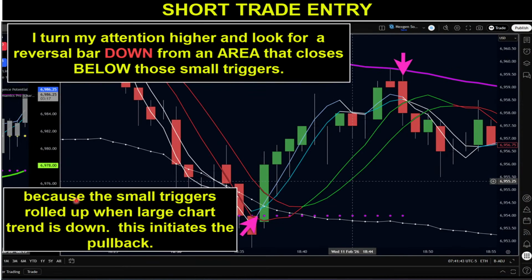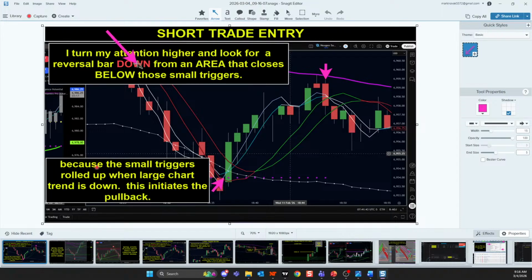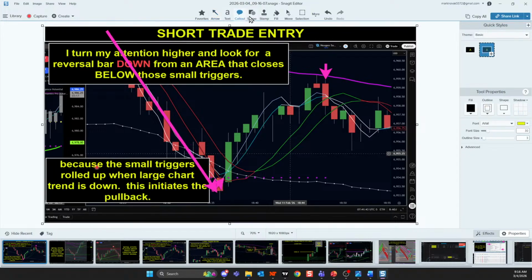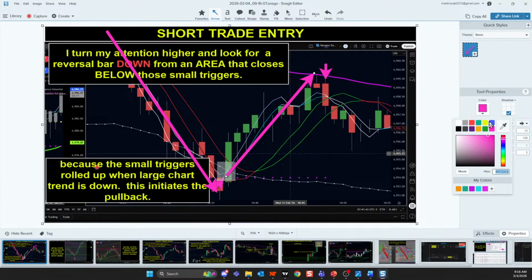For a short trade, the triggers are down. On the large chart, there is room to trouble. The prevailing trend is nothing but down. As soon as the small triggers roll up, let's do something that you can actually see. As soon as the small triggers roll up, the fight is on. And the fight must be taken all the way to an area. And when you reach the area, here, we'll make the fight a different color.